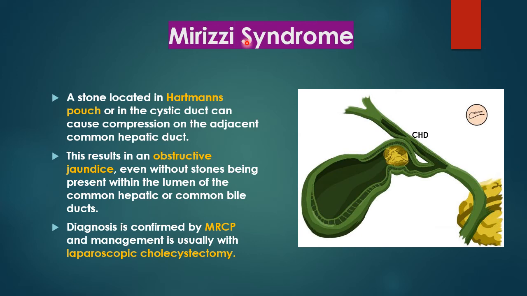Next is Mirizzi syndrome, where a stone in Hartmann's pouch can cause acute and chronic inflammation and pressure on the common hepatic duct. This pressure on the common hepatic duct causes obstruction and bile stasis in the liver, causing obstructive jaundice, even without stones being present in the lumen of the bile ducts. So obstructive jaundice due to a stone in the cystic duct compressing the bile ducts externally is known as Mirizzi syndrome. It is easily diagnosed, as I just showed you in the picture, by MRCP, and the treatment is laparoscopic cholecystectomy.